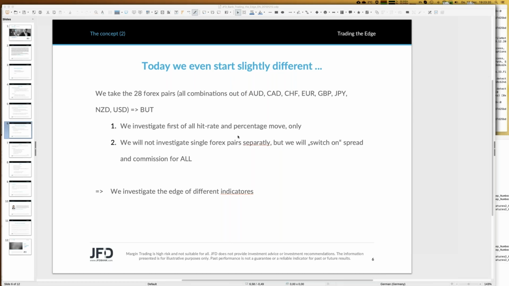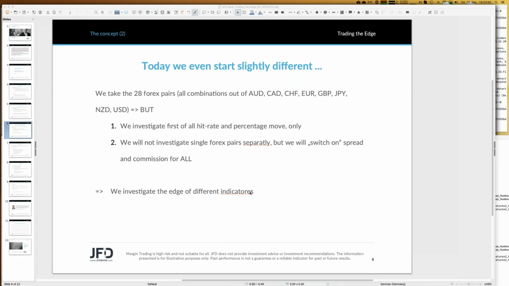But what I call the final concept is the one I further go down the road. I'm already ongoing with developing strategies on that kind of concept, which is really quite promising, I can tell you. But now I want to talk about edges. So we need something as an additional input. And what we will investigate is simply the edge of different indicators.